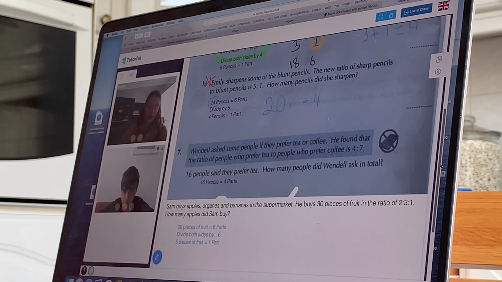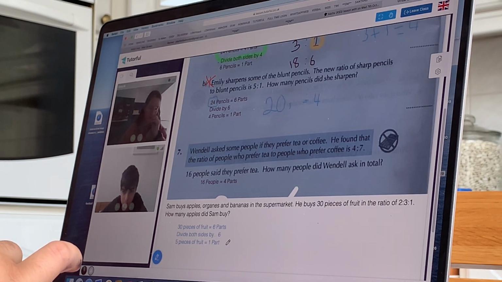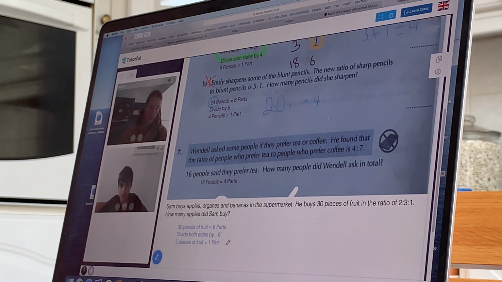Can you see what I've written here? 30 pieces of fruit equals 6 parts. Divide both sides by 6. 5 pieces of fruit equals 1 part. So, what do you mean? Okay, oh, yes. So, I got 3 and 2. Yes, 3 and 2 will make 5 parts, just the apples and oranges.